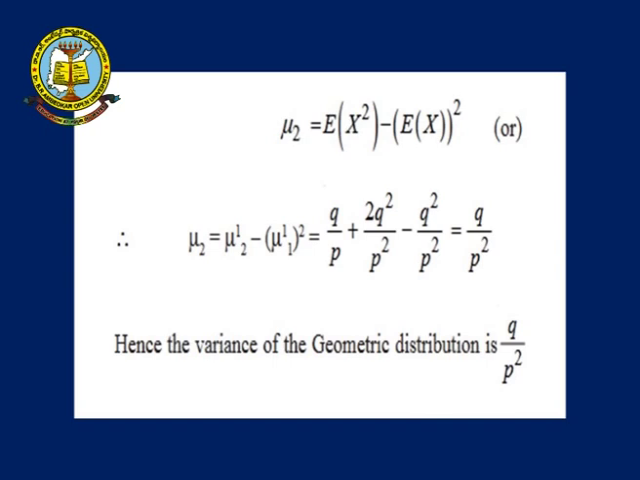In central moments, we have mu 1, mu 2, mu 3, mu 4. We are finding here that mu 2 is equal to q by p plus 2q square by p square minus q square by p square. After simplification, the value is q by p square. Hence, the variance of the geometric distribution, mu 2, is q by p square.